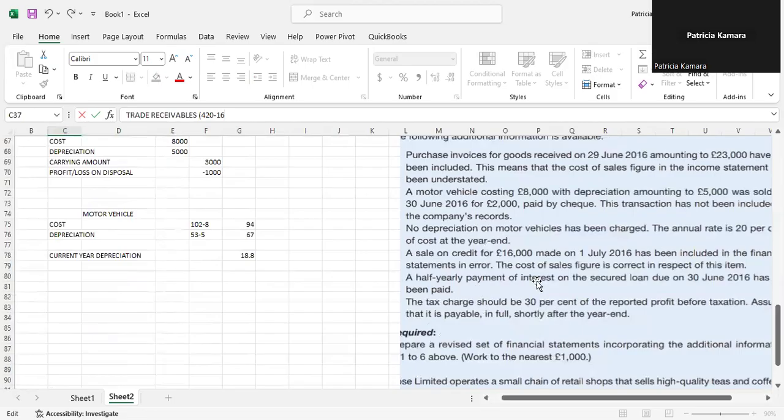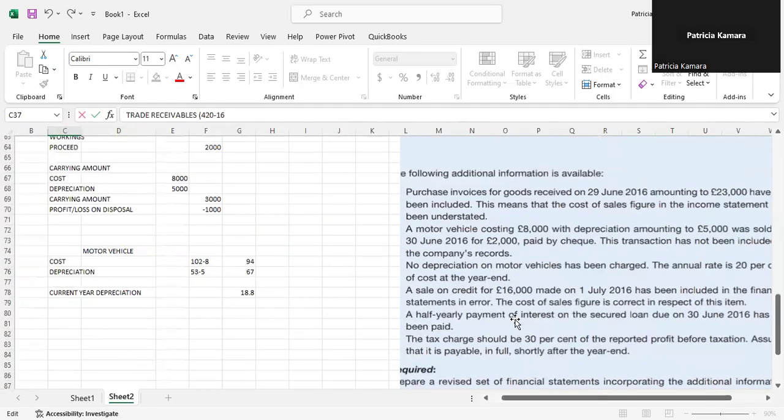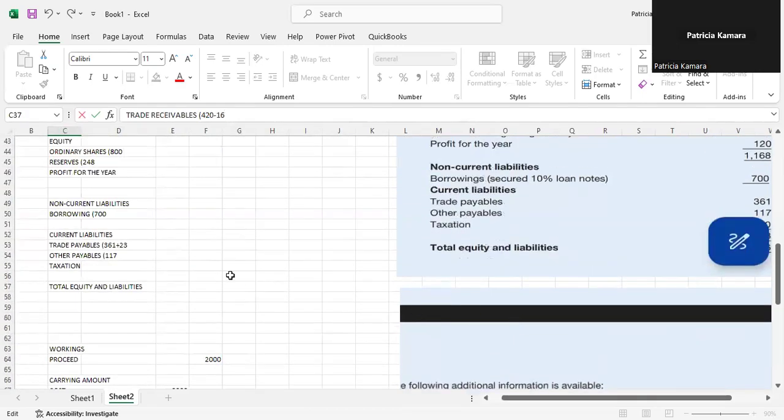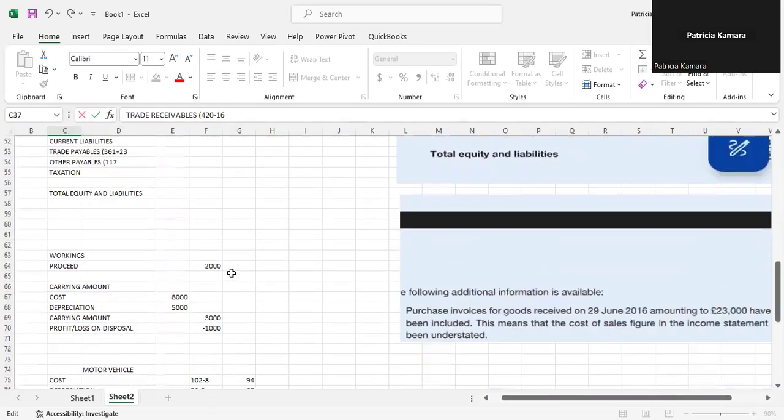A half-yearly payment of interest on the secured loan due on 30th June has been paid. It means that we had paid half of the loan, okay? And then half of the interest on the loan.